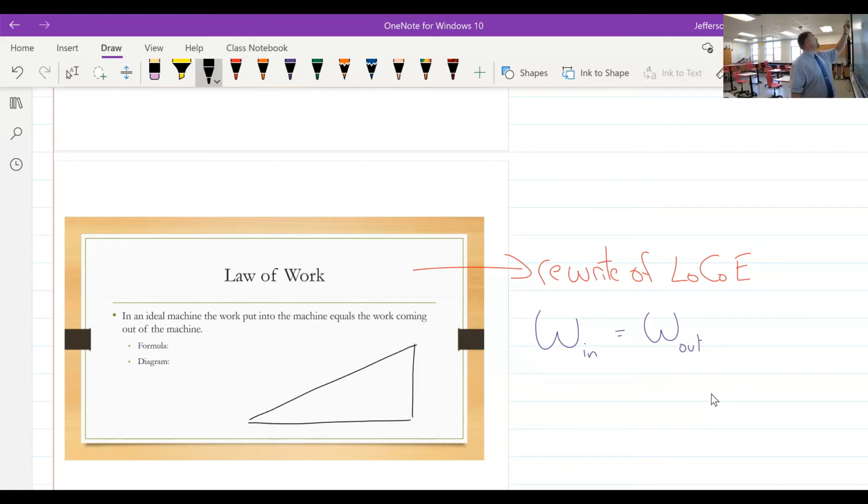if this is our inclined plane, this is the object. Now, obviously, we're going to have a force due to gravity pulling down on that. That's the force that we're going to have to overcome in order to lift it. So our force out, the force the machine exerts on the object, is our force that comes out of the machine. That's going to equal our force due to gravity.